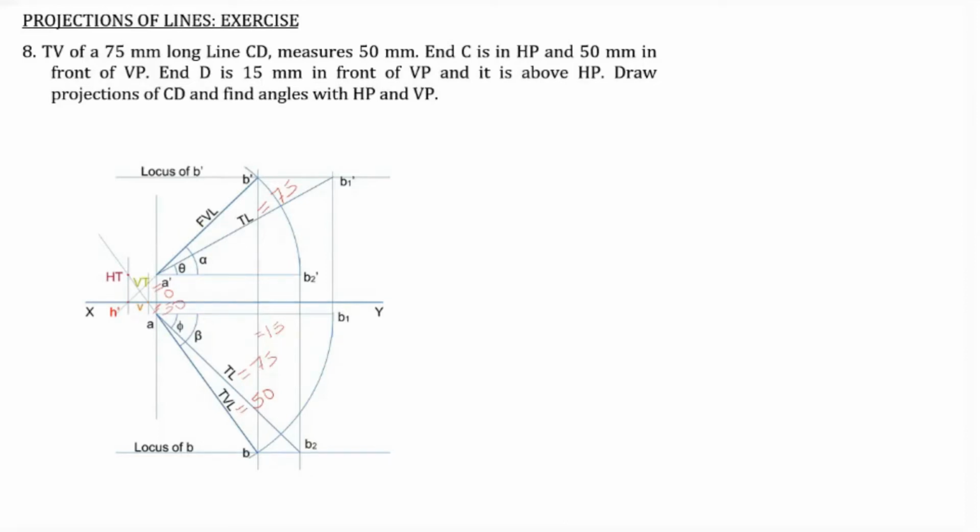Okay, let's see how it is drawn. First the XY line, and then the projector in which the points C dash as well as C will be lying. So this is point C dash and here it will be point C. C is 50 millimeter below the XY line.